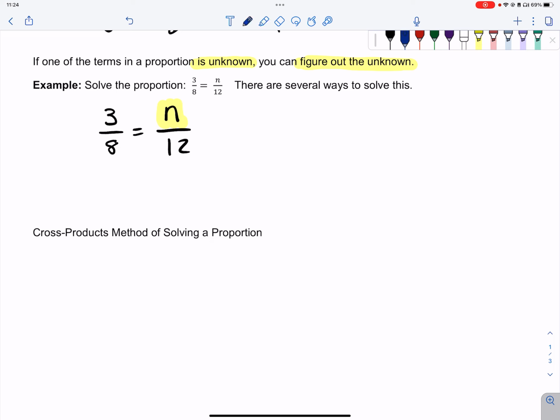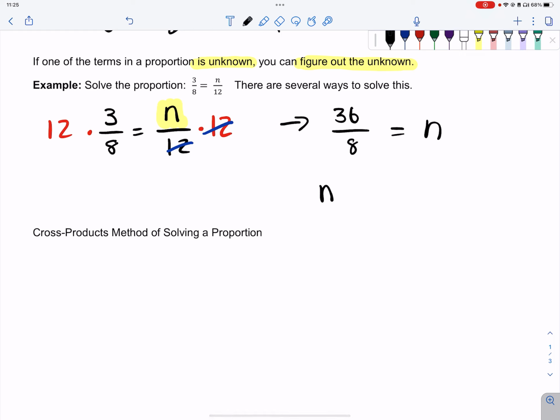With this, what I do is I see that n is being divided by 12, so in order to undo that, I can just multiply both sides of my equation by 12. Because that will then cancel out the dividing by 12 on the right side. And now I know that I'm going to have 12 times 3, which is 36, divided by 8, and this is equal to n. So now we can evaluate this and say that n is equal to 4.5.